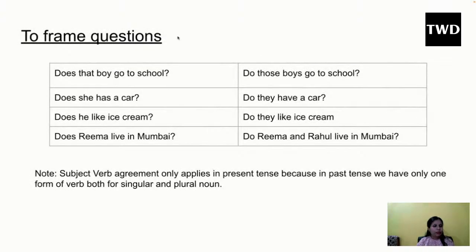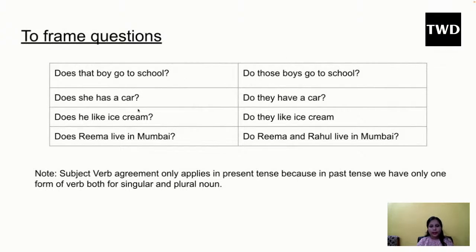And in case you are framing questions with do and does, it is again the same thing. We will be framing the sentences in that way only. Does that boy go to school? So here we are talking about a singular boy, and that's why we are using does here. Does that boy go to school? Do those boys go to school? Here we are talking about more than one boy, and that's why we are using do here.